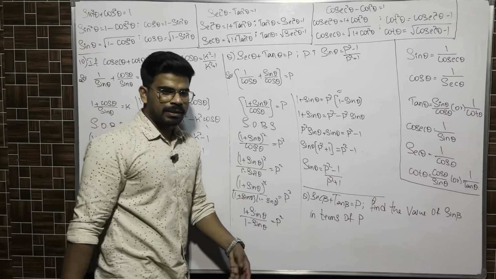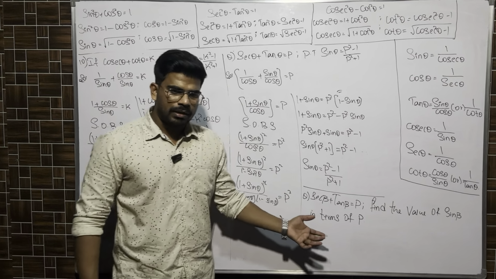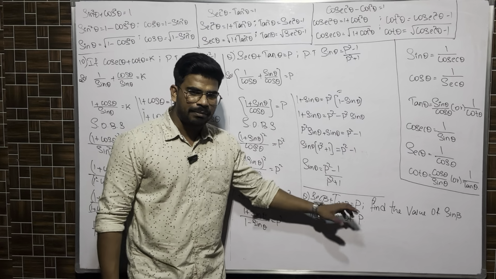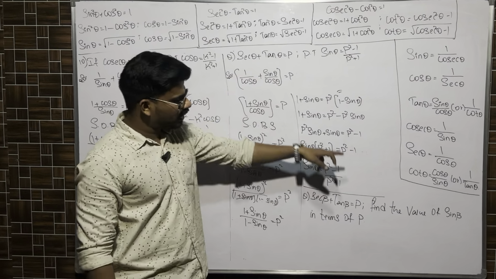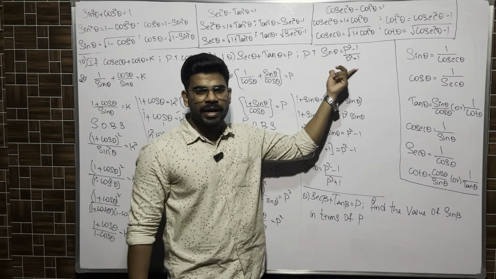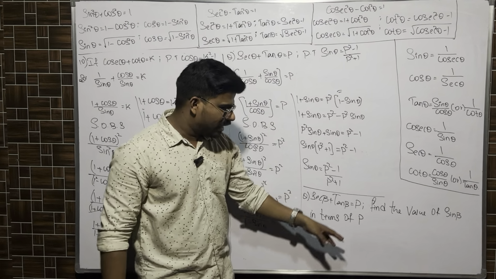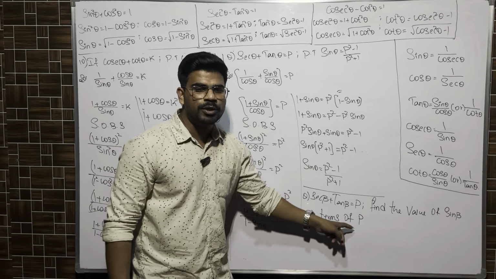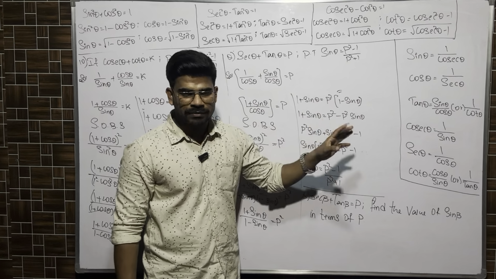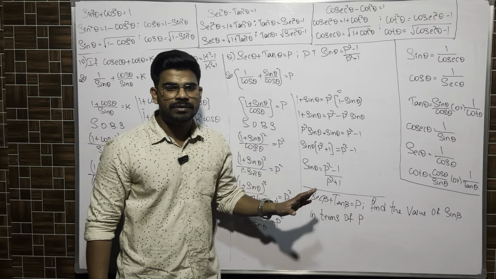Here, 1 minute. Similar question, same question. It is framed this way: secant beta plus tan beta is equal to p. In the place of theta, you have beta. In the place of p, p is there. But what is required to prove is given directly here in the question: find the value of sin beta, or sin theta, in terms of p. That is (p square minus 1) by (p square plus 1). Same question, but the question will be asked in this way.